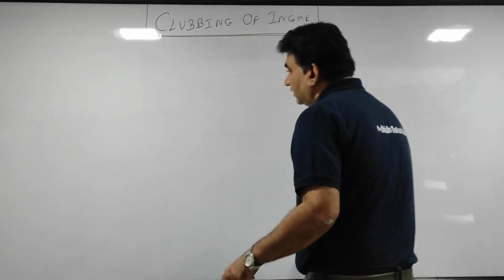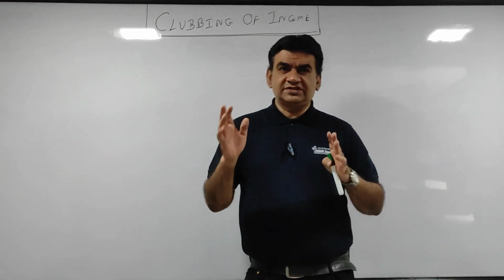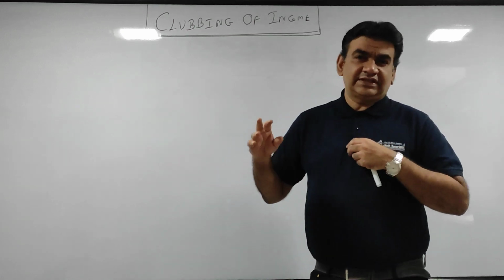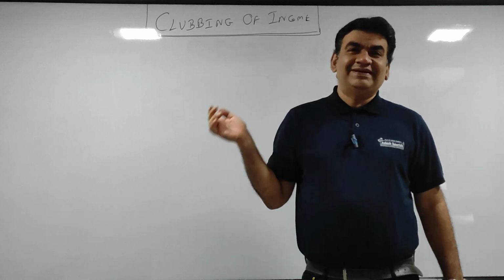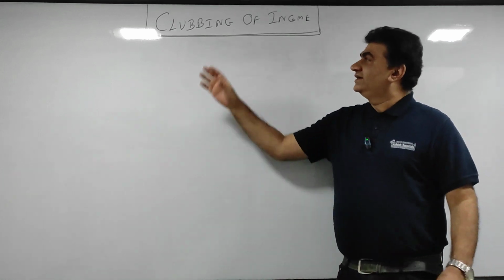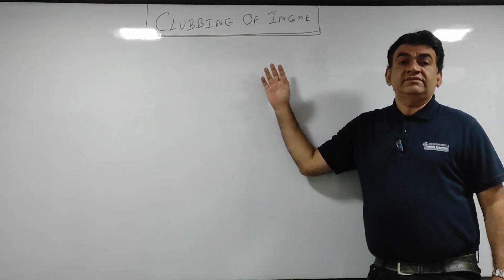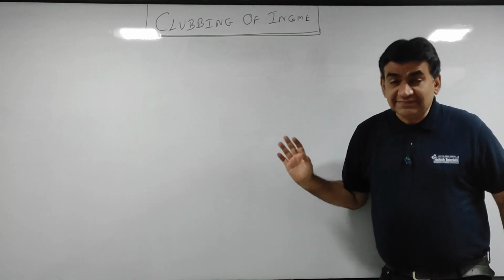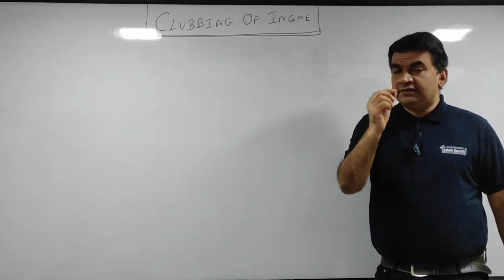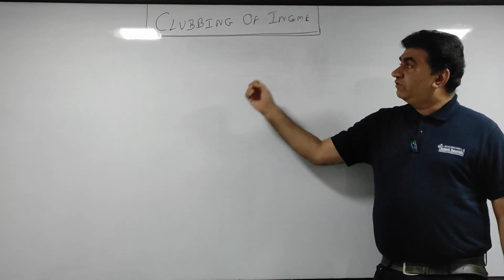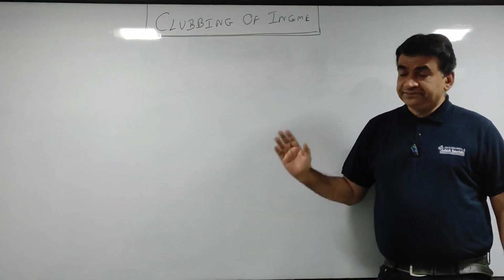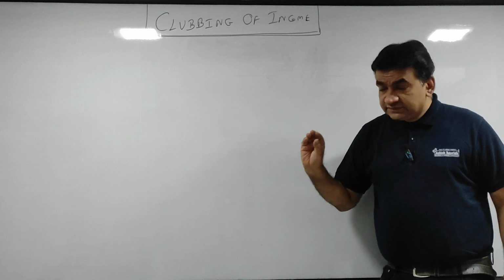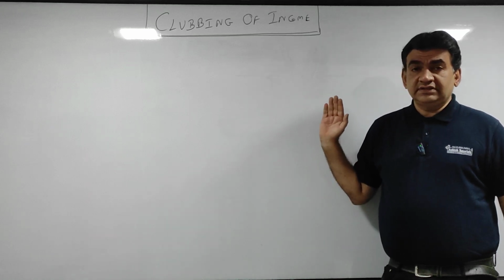Now, you all are college students, correct? The word clubbing comes to mind, disco, pub, but it is not that. Okay, so clubbing of income is the first chapter of the syllabus, and I'll explain what exactly you mean by this chapter. I'm starting with the explanation.